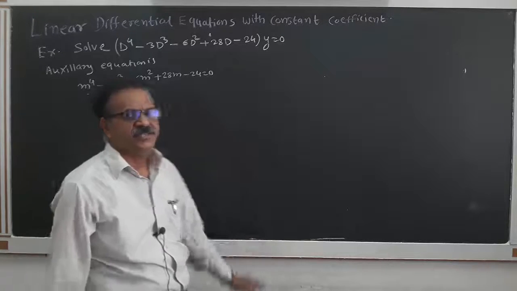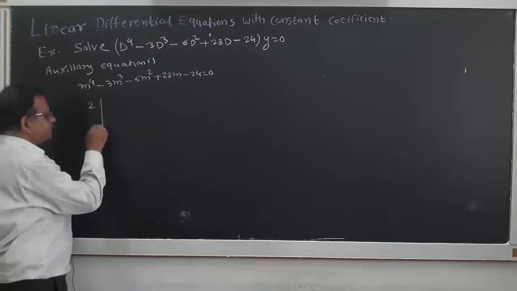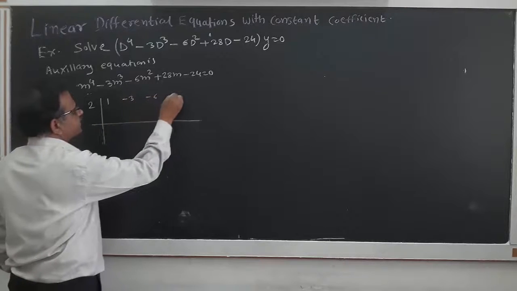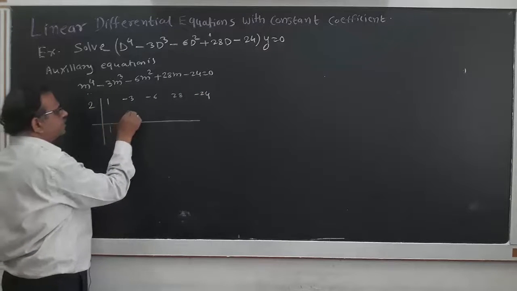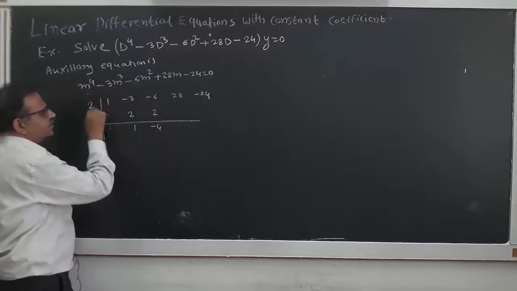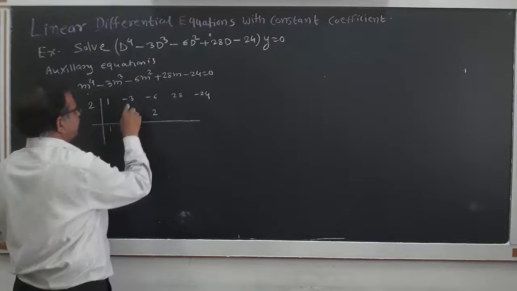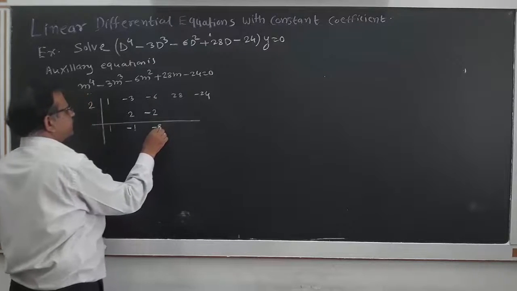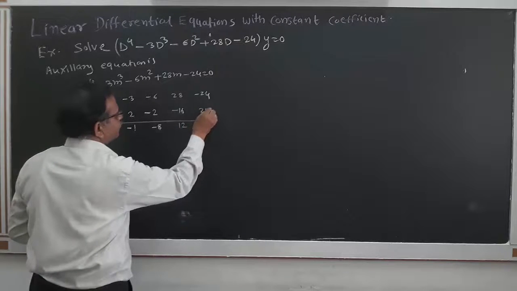For finding the other roots, we shall use the synthetic division method. We shall divide by m − 2, that is 2 is here, and we shall write the coefficients in decreasing order: 1, −3, −6, 28, −24. 1 is carried forward as it is. 1 into 2 is 2, −3 and 2 is −1, −1 into 2 is −2, −2 and −6 is −8, −8 into 2 is −16, therefore there is 12, 12 into 2 is 24, this becomes 0.